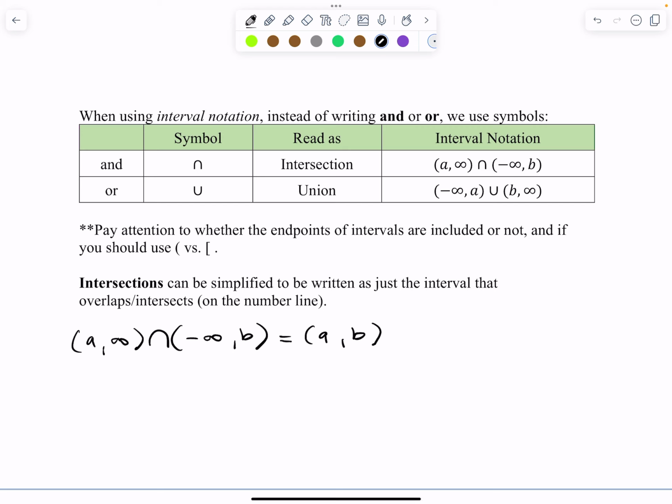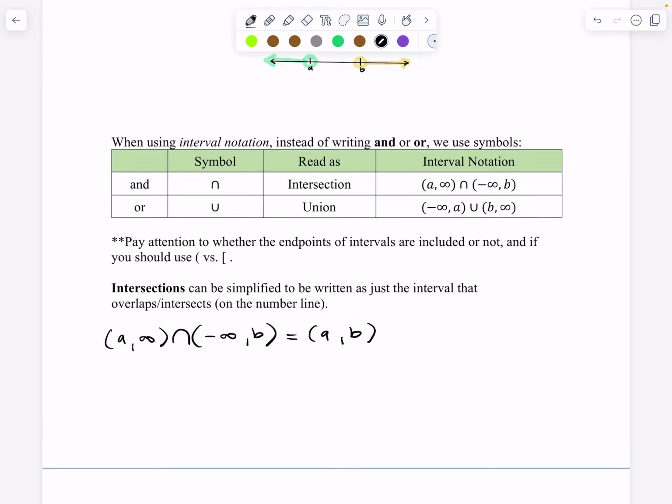And then I put a note here to pay attention to whether endpoints of intervals are included or not, and if you should be using a parenthesis or a bracket. So remember, parentheses do not include an endpoint as part of the interval or part of the solution set, and a bracket includes an endpoint in the interval or as part of the solution set.